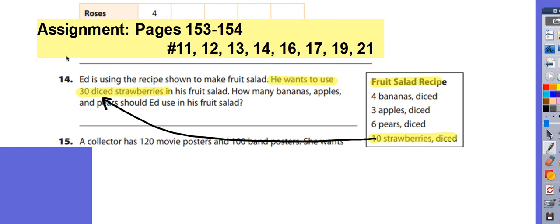Well, if we're going to triple the strawberries, what do we need to do to the bananas, the apples, and the pears? Well, I hope it makes sense that you need to triple those as well. So go ahead and triple the amount of bananas, apples, and pears, and you will get the correct answer to number 14. Go ahead and solve that now. Then we will skip 15 and we will resume on number 16.